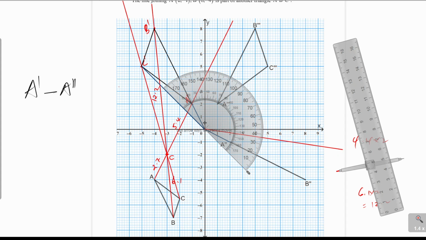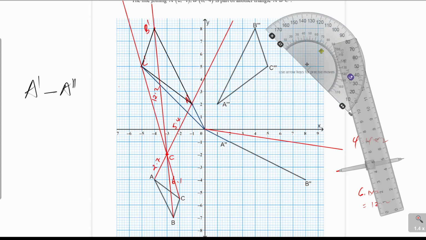So that angle, you can mark it. So this angle, this is the angle that you've measured. This is the angle that you've measured, 144 degrees. So after measuring the angle and having drawn the line, now this is how you identify point C.